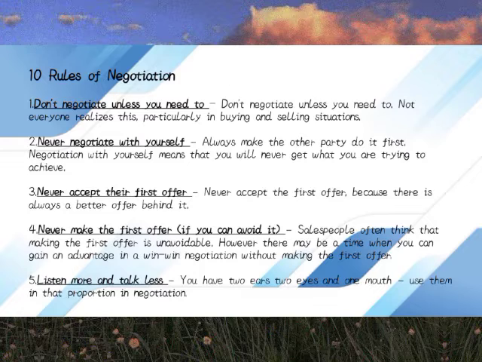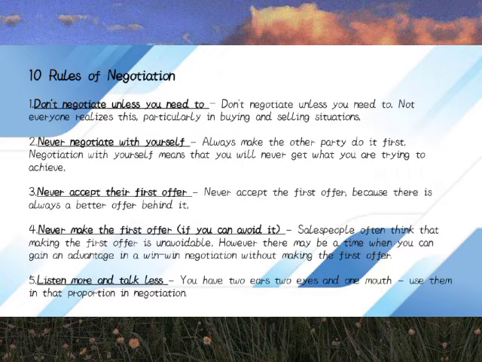So, there are 10 rules of negotiations. The first one is don't negotiate unless you need to. It is necessary to not negotiate unless you really need it to. If you can afford it, you can buy it, and if you can't, then you will have to settle for a more affordable price, like negotiating it or asking for a discount. Not everyone realizes this, particularly in buying and selling situations.